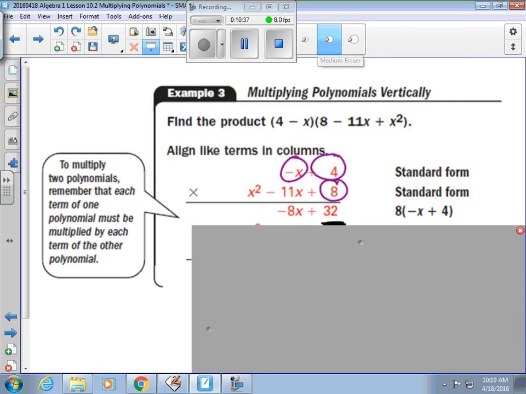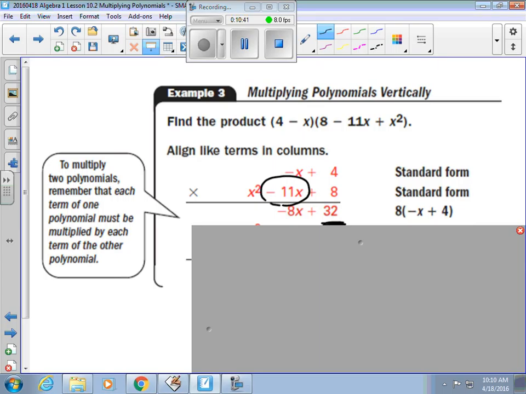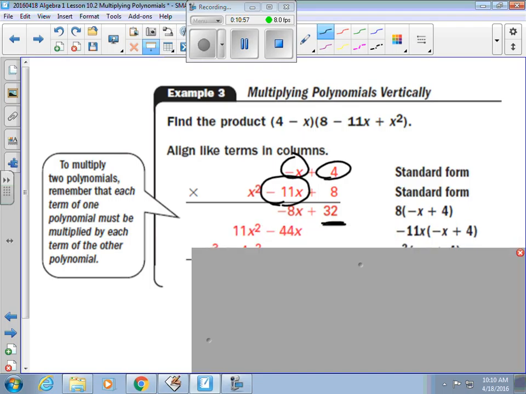And we're going to multiply negative 11x times 4 and times negative x. Times 4 gives you negative 44x, and negative 11x times negative x, a negative times a negative, is going to be a positive 11x squared. So notice, here's the space we skipped. Negative 11x times 4 gave us a negative 44x, and negative 11x times negative x is positive 11x squared.